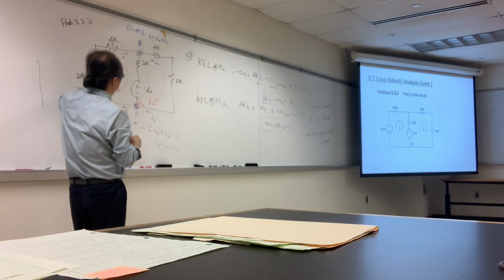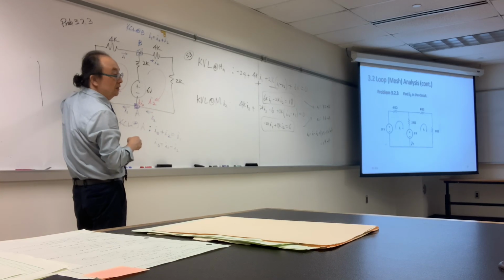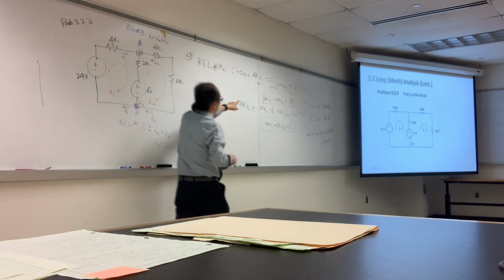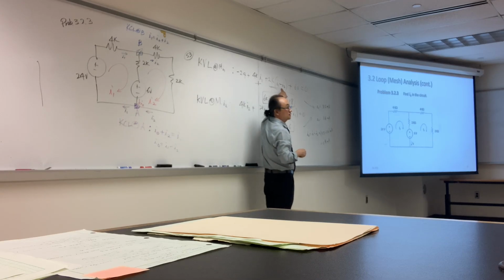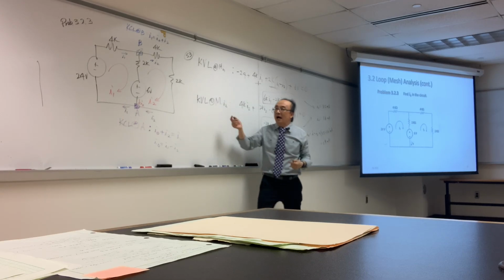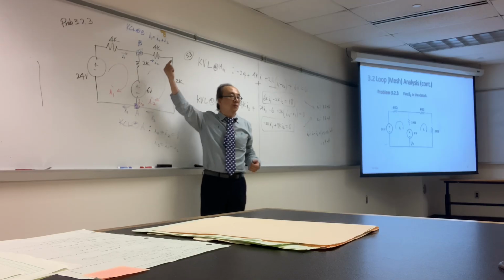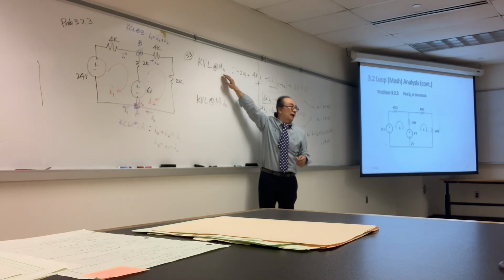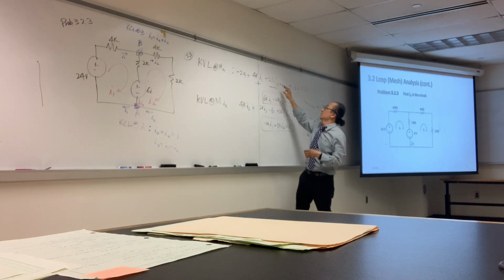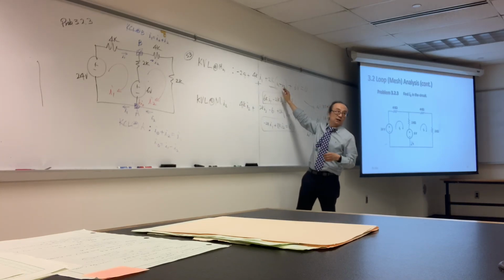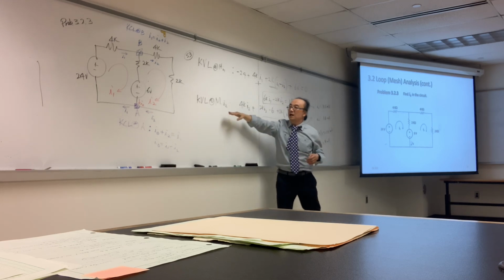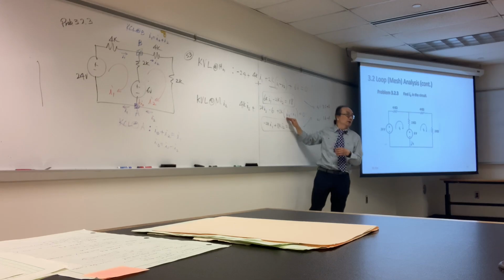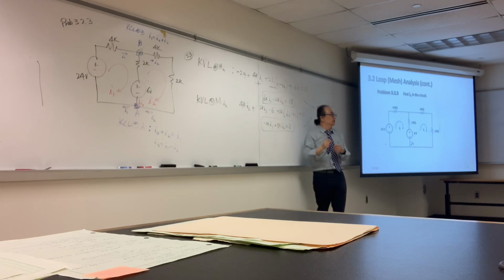Therefore, when we do KVL using I1, this I1 is our reference direction. Therefore, we have I1 minus I2. I2 is the opposite direction. That's why it's minus I2. Right. When we do mesh I1, I1 is positive. The second one is negative. When we do mesh analysis using I2, I2 should be positive, and the other one is the opposite direction, therefore it's negative.